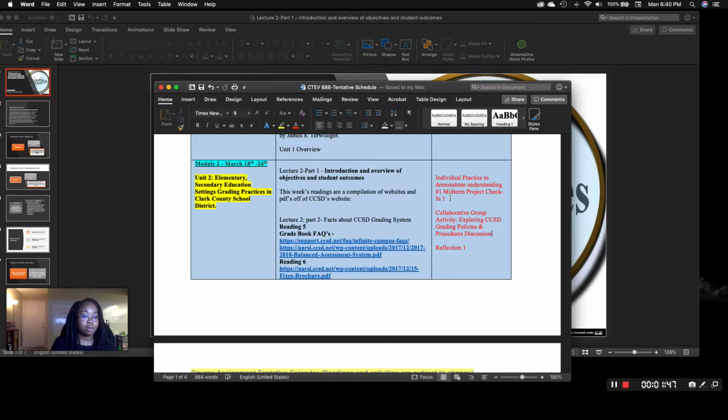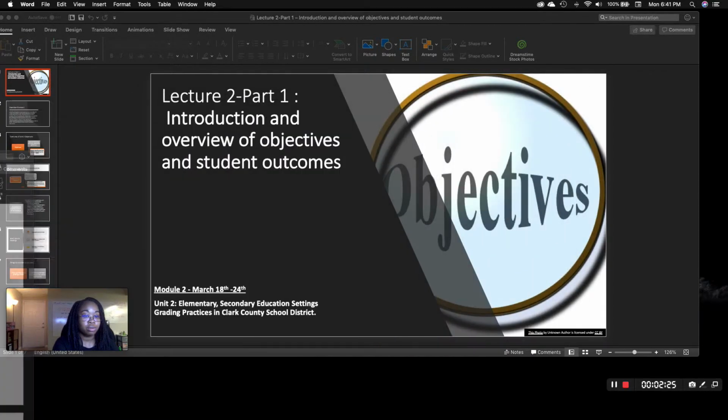And then for this week, we'll have our first collaborative group activity. I'm going to try and keep all of our collaborative group activities in the discussion area. This is another way for me to test out you working within groups, but you having an opportunity to collaborate with everyone. So this will be a group discussion, and you'll be looking at some fast facts about CCSD and contemplating how those things impact overall grading policies and environments within the district. And then finally, you'll have a reflection. So that will cover the week.